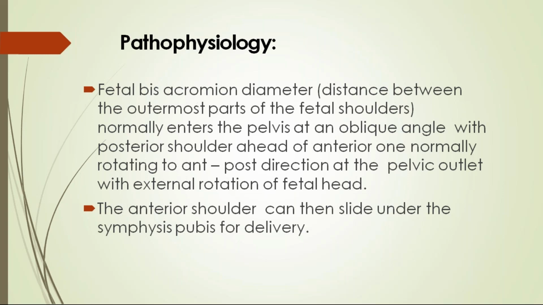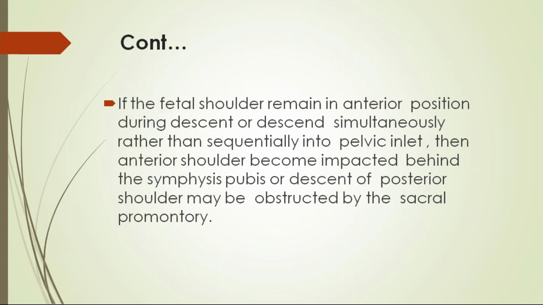This is what normally occurs. The anterior shoulder can then slide under the pubic symphysis for delivery. With this external rotation of the head, the anterior shoulder of the baby comes under the pubic symphysis, and then the anterior shoulder will be delivered by sliding under the pubic symphysis of the mother. If the fetal shoulders remain in the anterior position during descent, or descend simultaneously rather than sequentially in the pelvic inlet, then the anterior shoulder becomes impacted behind the pubic symphysis, or descent of the posterior shoulder may be obstructed by the sacral promontory.